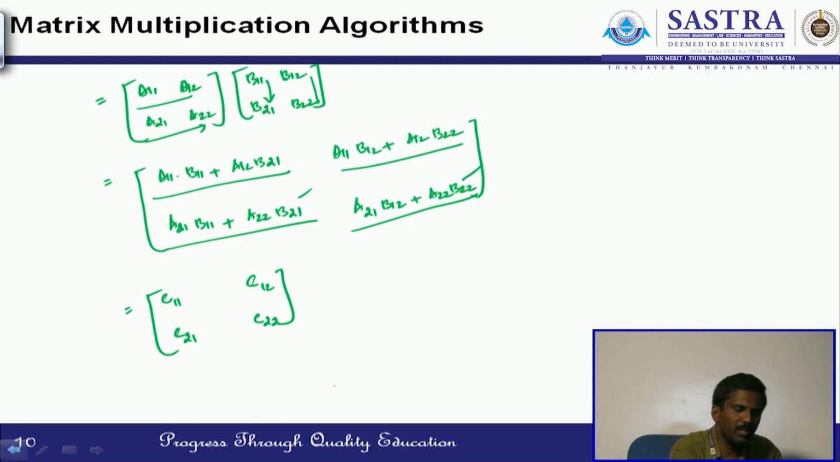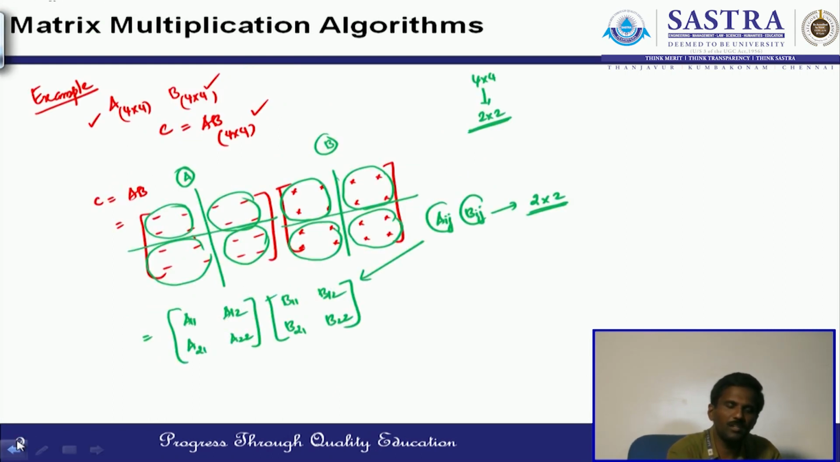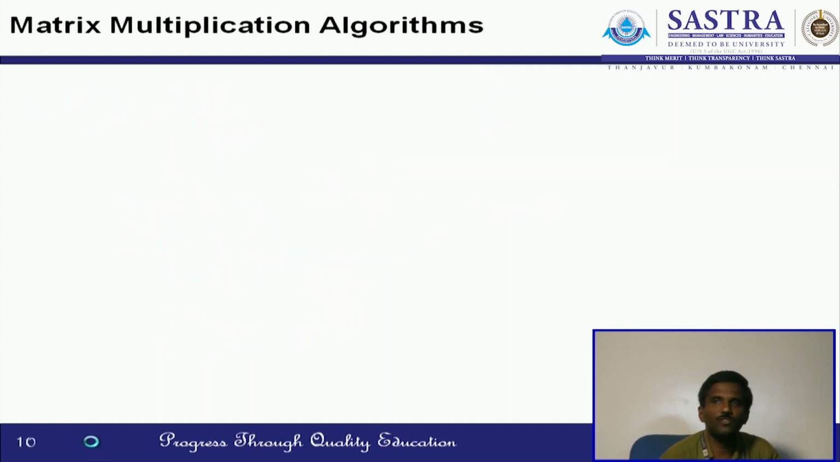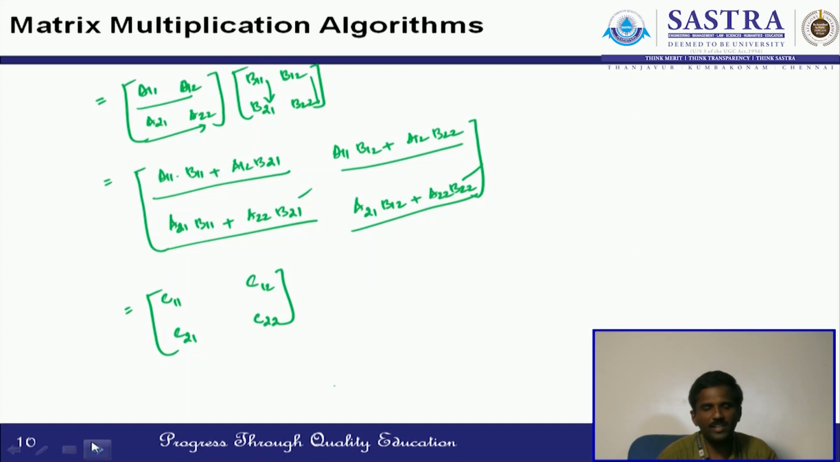Now actually each Aij and Bij here are 2 by 2 matrices. This is a 2 by 2 matrix. This is a 2 by 2 matrix. Likewise B12 is a 2 by 2 matrix. B22 is a 2 by 2 matrix. Likewise these are also 2 by 2 matrices. Now representing them in this equation, say C11 is equal to this equation, C12 is equal to this equation, C21 is this equation, C22 is represented by this equation.